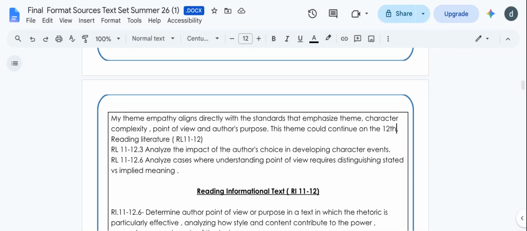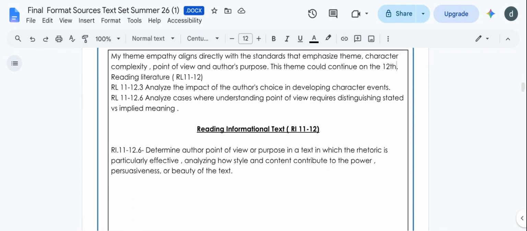6, analyze cases where understanding point of view requires distinguishing what is directly stated from what is implied. In reading informational text, determine the author's point of view or purpose in a text in which the rhetoric is particularly effective, analyzing how the style and content contribute to the power or beauty of the text.